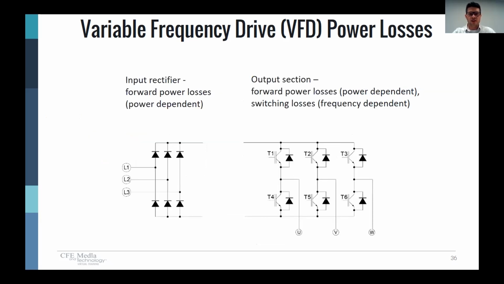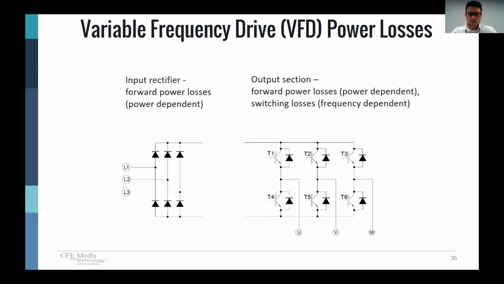The input rectifier, you're going to have some forward biasing power losses. You're also going to have some of those losses in the output section, but the main loss of the output section is going to be the switching of the transistors. They're turning on and off, they're going to heat up, and every time you turn them on and off, you're going to lose some of that energy.